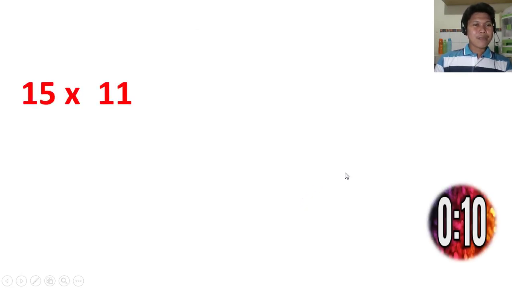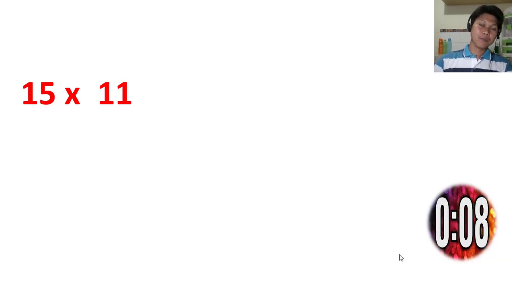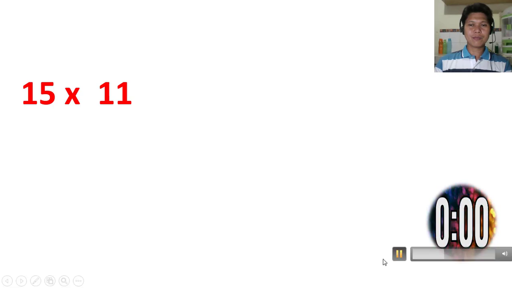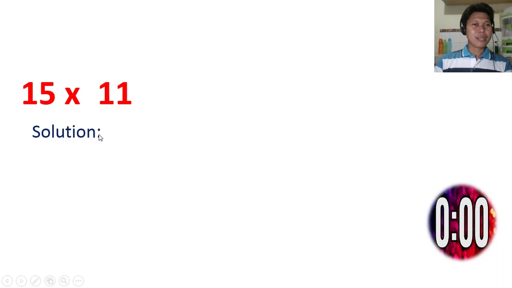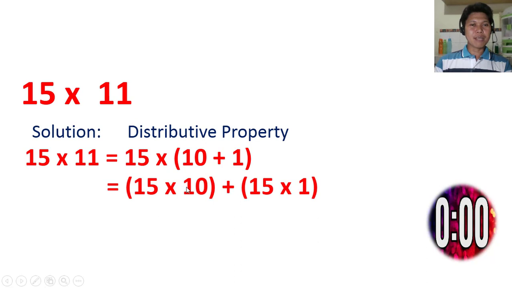So, this time, let's have another one. 15 times 11. Go! Okay, time's up. So, this becomes 15 times 10 plus 1, which is 11. And 15 times 10 plus 15 times 1. And 15 times 10 is 150, tapos 15 times 1 is 15. 150 plus 15 is equal to 165.